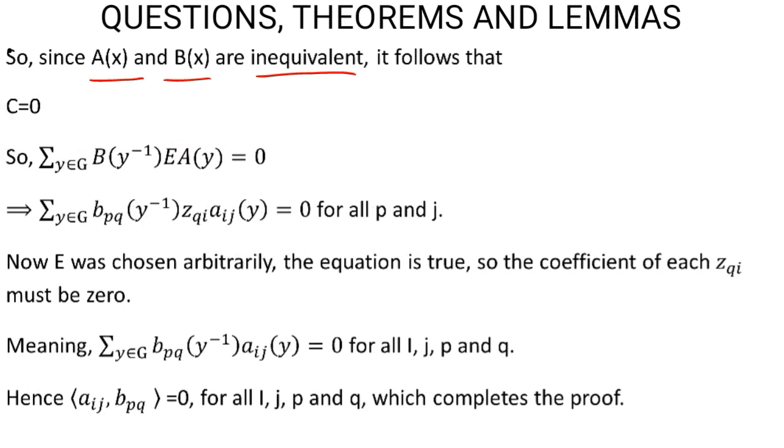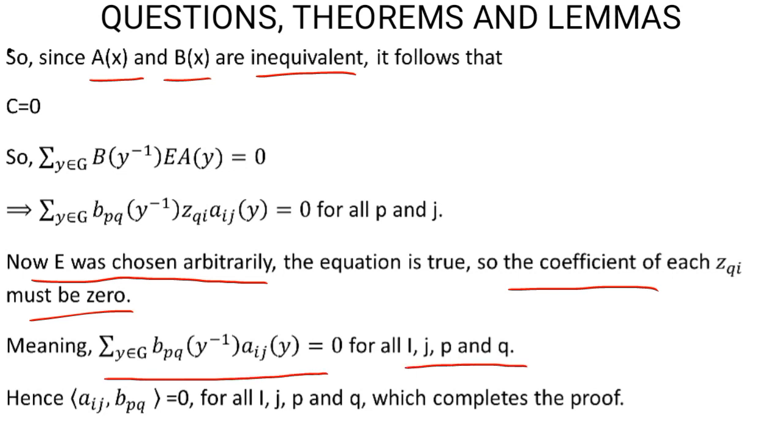Let's look carefully now. So it means that if this will be equal to 0, what happens? Now, E was chosen arbitrarily, right? And the equation is true, so the coefficient for each must be 0. Isn't so? Meaning that all of this will be equal to 0 for all of these movements as we move the entries in our matrix. So if all of this equals 0, it means our inner product equals 0 for all i, j, p, and q, and this completes our proof.